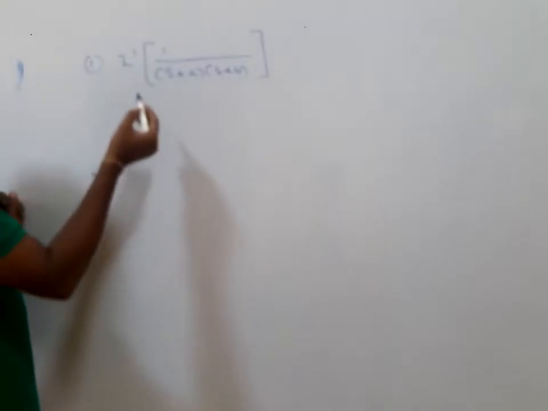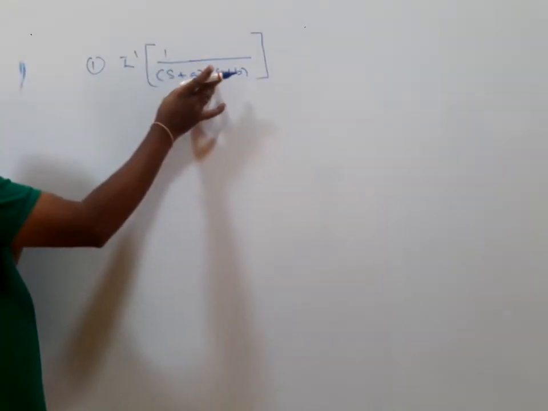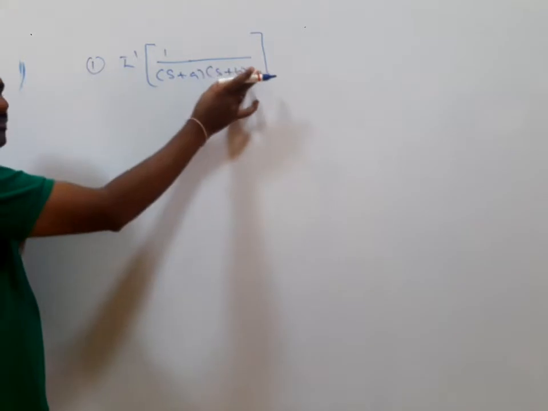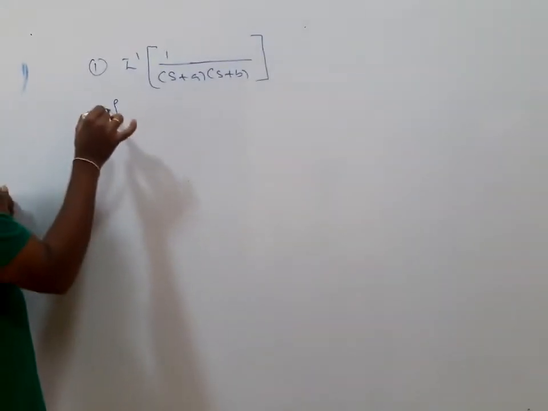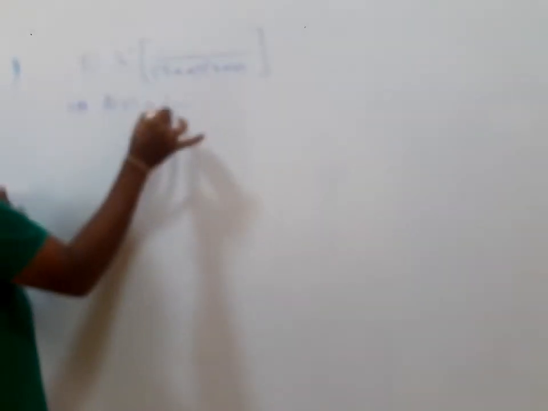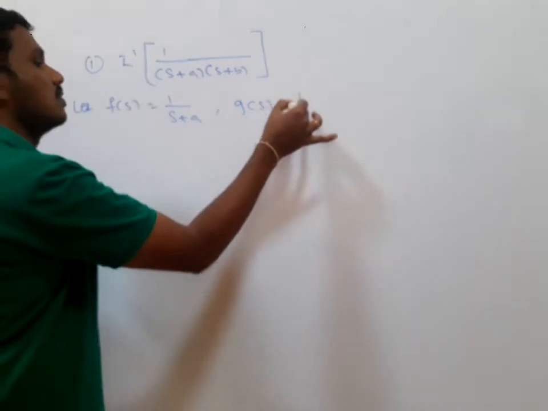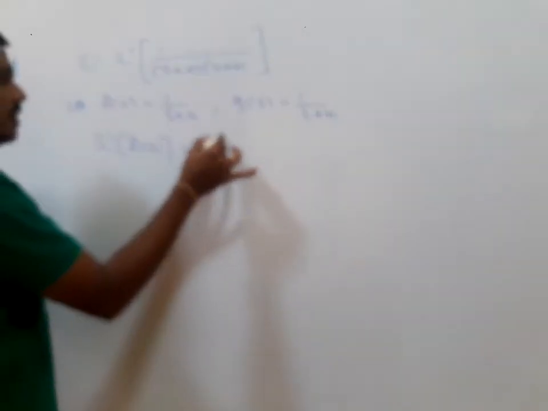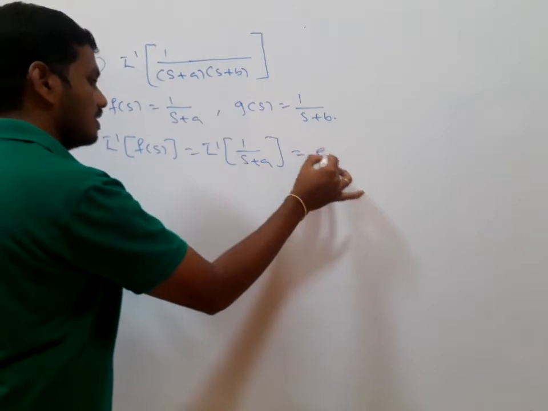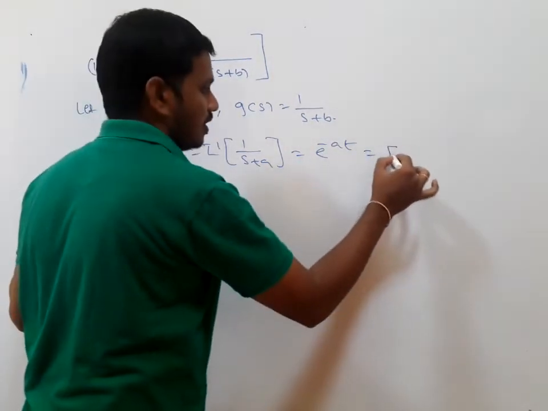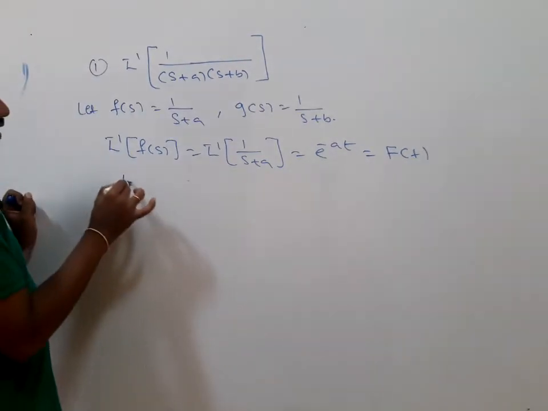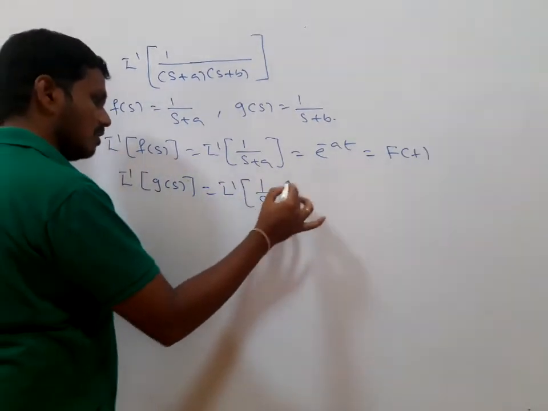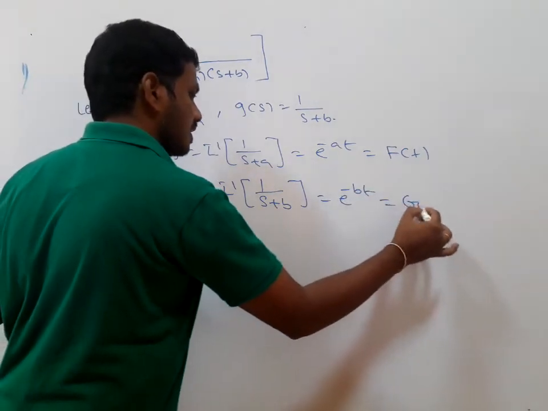If you look inside the bracket term, you will get an idea. 1 by s plus a can be taken as f of s, and 1 by s plus b can be taken as g of s. Let f of s equal 1 by s plus a, and g of s equal 1 by s plus b. L inverse of f of s is L inverse of 1 by s plus a, whose direct statement is e to the power of minus at. This is f of t. L inverse of g of s is L inverse of 1 by s plus b, which equals e to the power of minus bt. This is g of t.